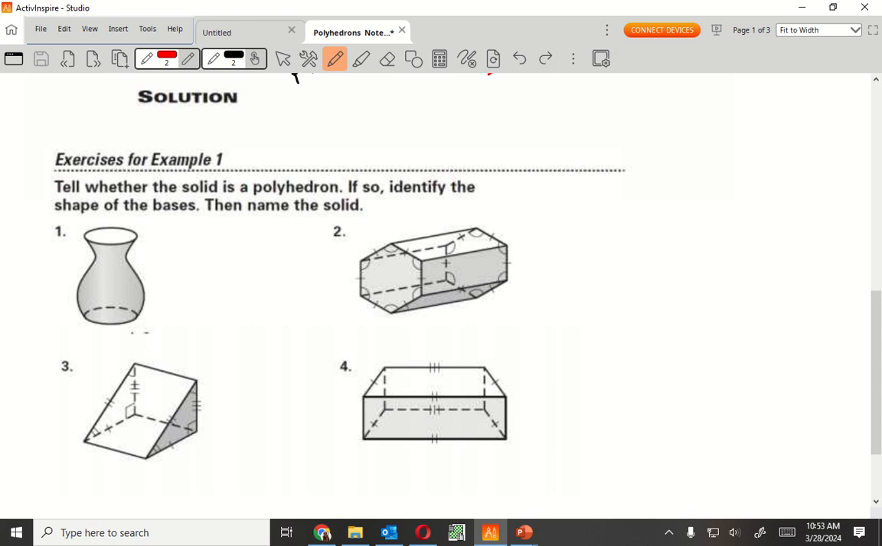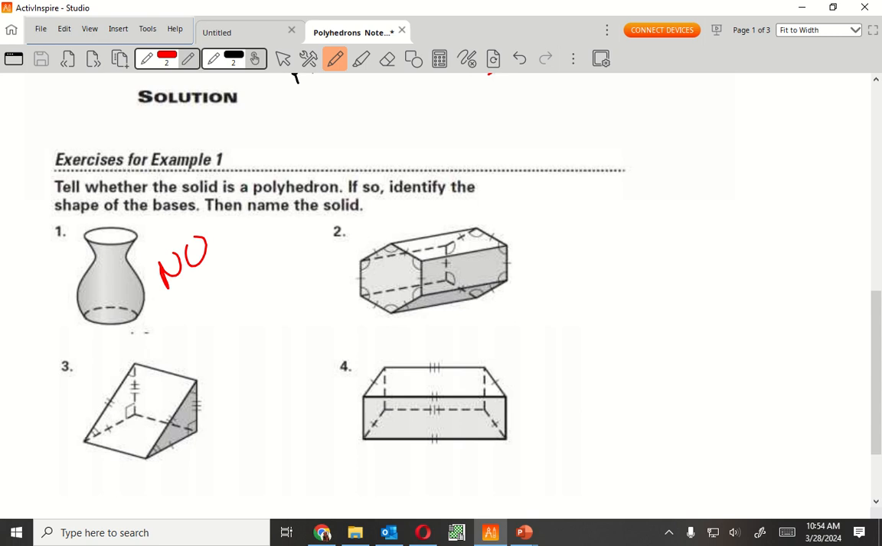Let's look at question 1. Leo, is question 1 a polyhedron? No? Why? It's round. Very good. It's not, so it's no. It's rounded, it's got curves. So that's a no, right?